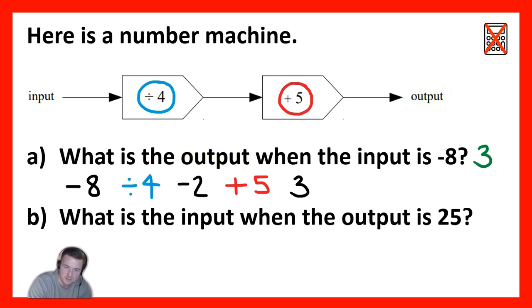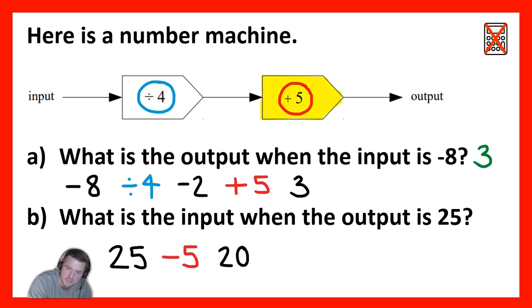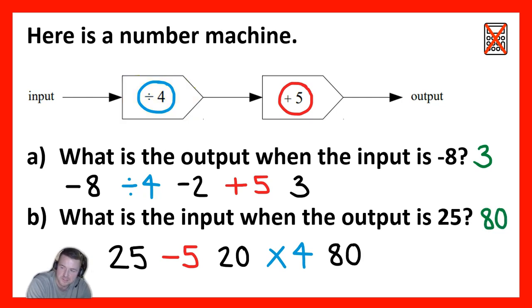For the next question, I need to find what the input is when the output is 25. This involves working backwards and using inverse operations from the output. So starting with 25 and working backwards, going in the opposite direction. The inverse of adding 5 is subtracting 5, which is 20. And the inverse of dividing by 4 is multiplying by 4. 20 multiplied by 4 is 80. Therefore, when the output is 25, the input is 80.